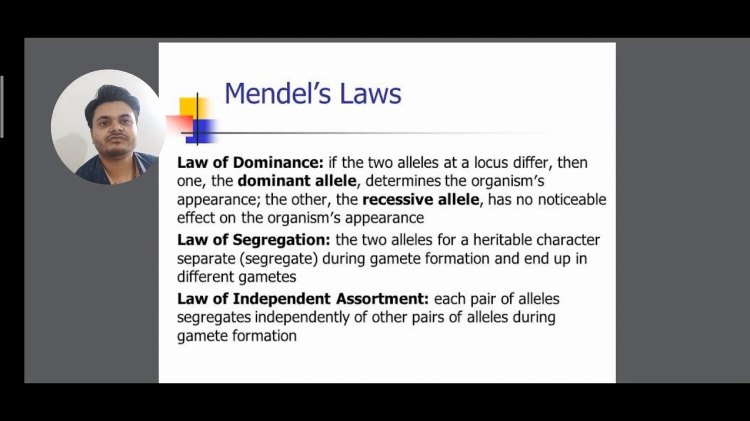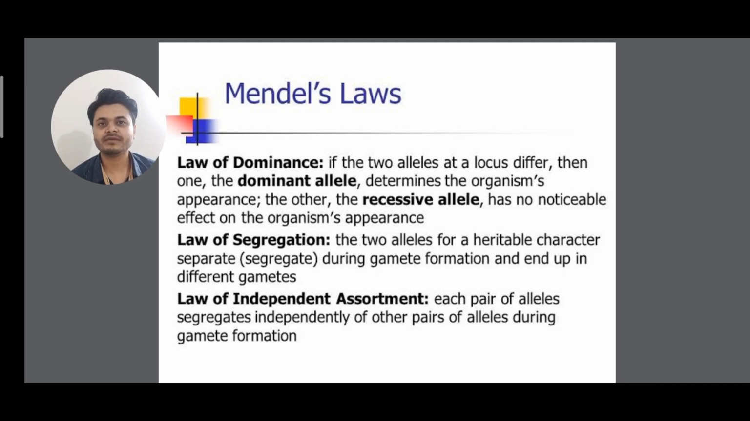so the definition of segregation, you can see, law of segregation: the two alleles for a heritable character separate or segregate during gamete formation and end up in different gametes. Alright, so what does segregation mean? Segregation means they are present together, they will just be separated.